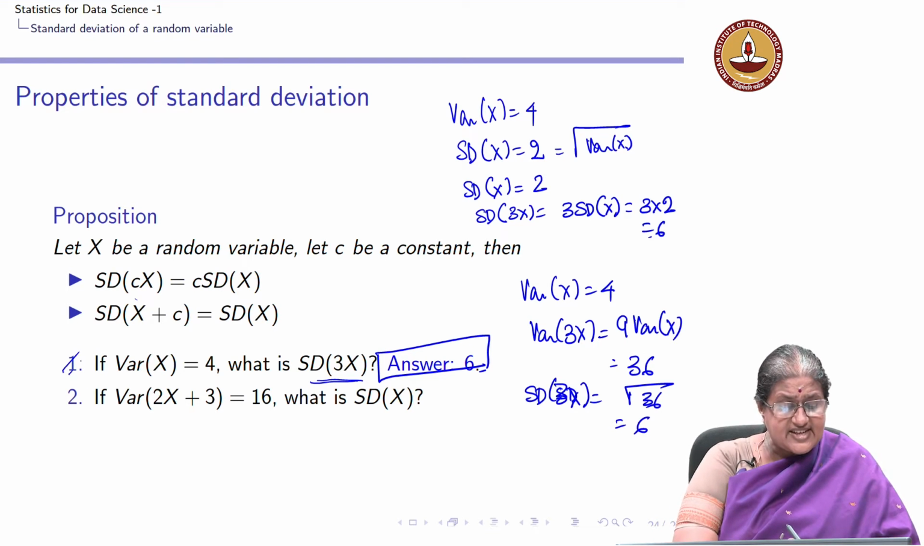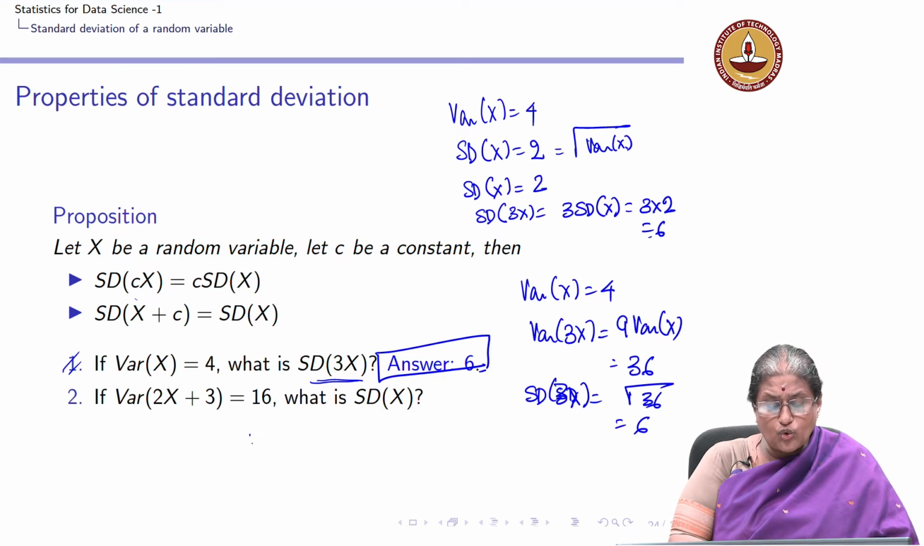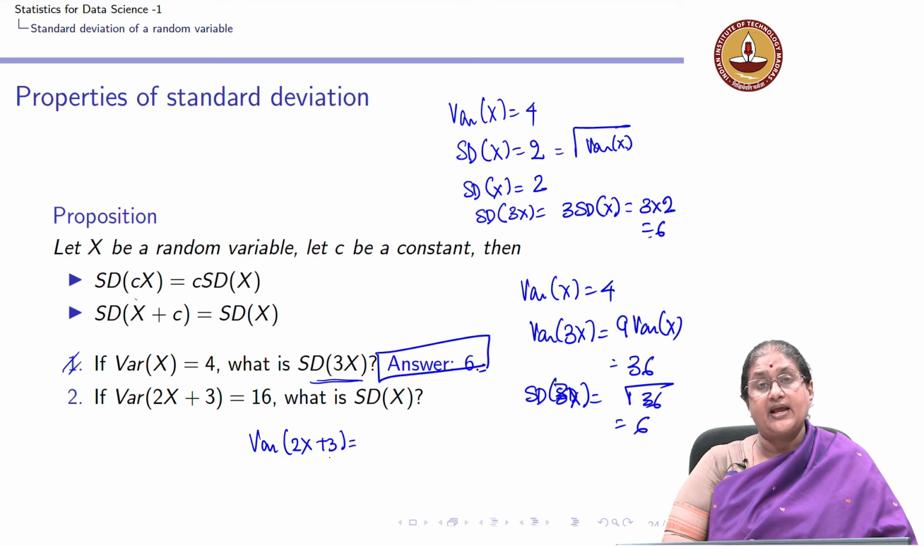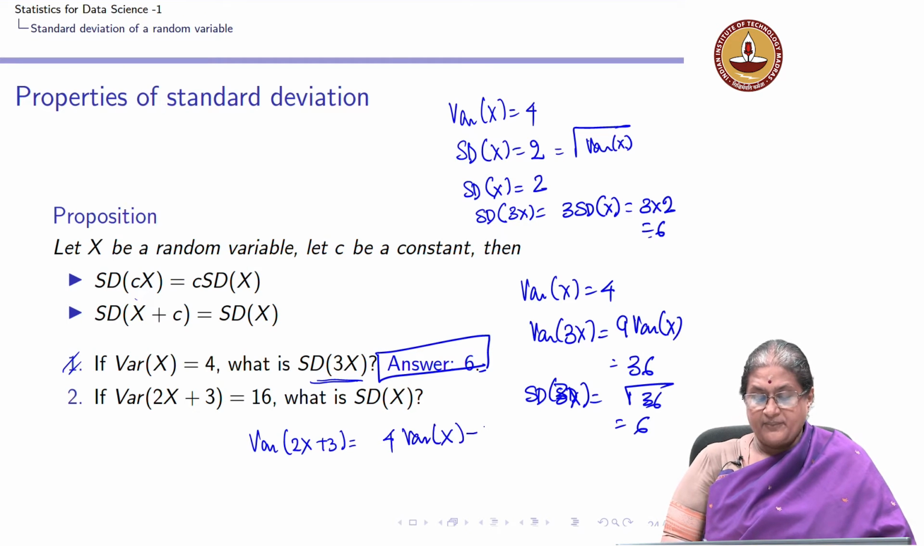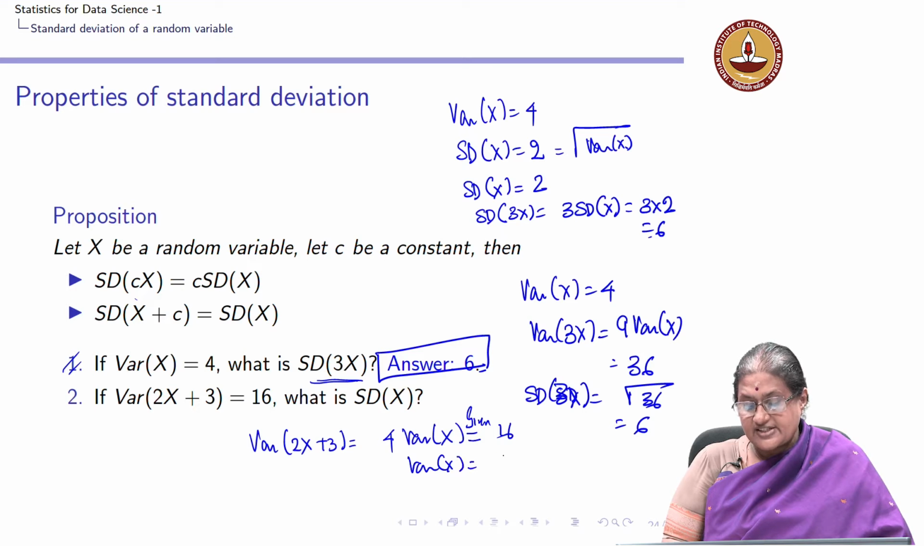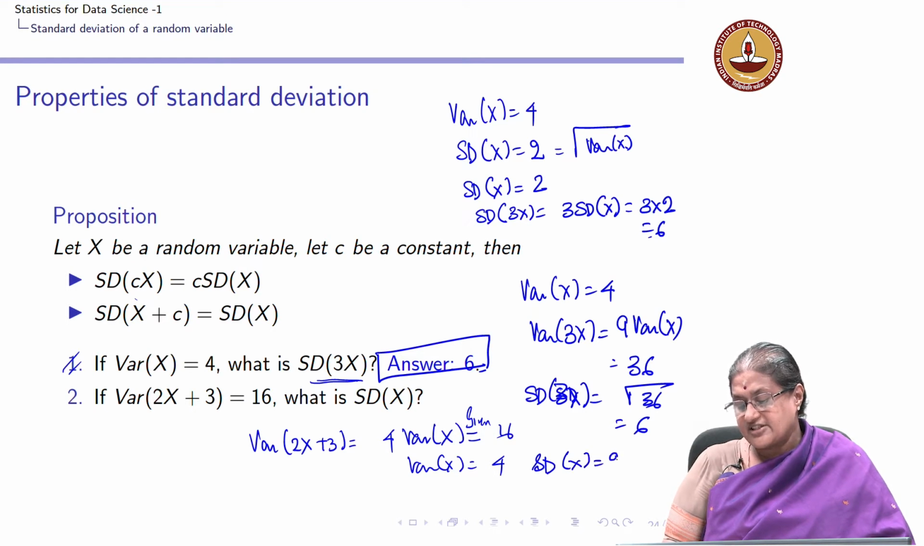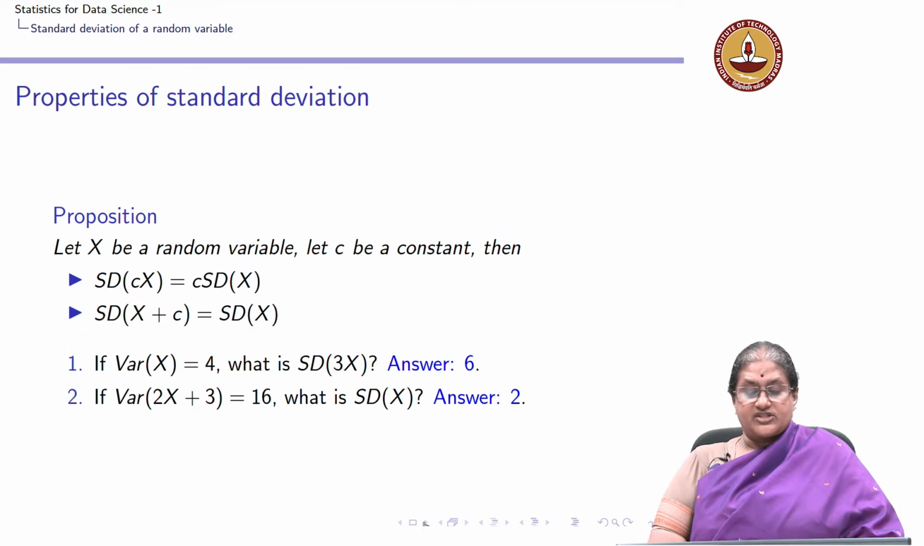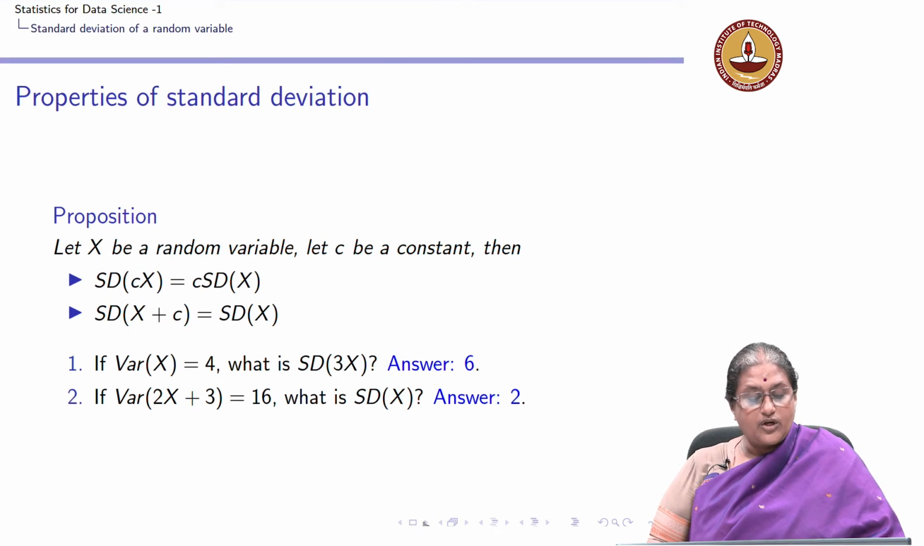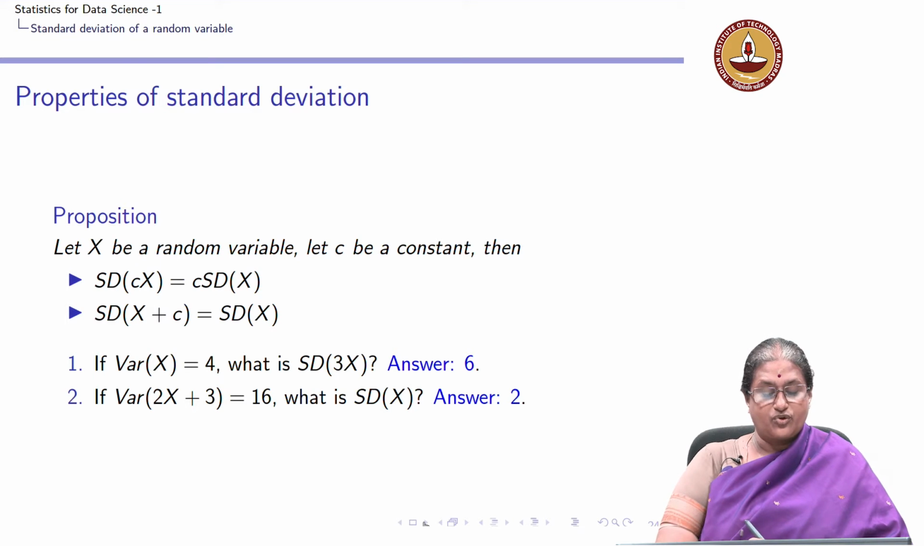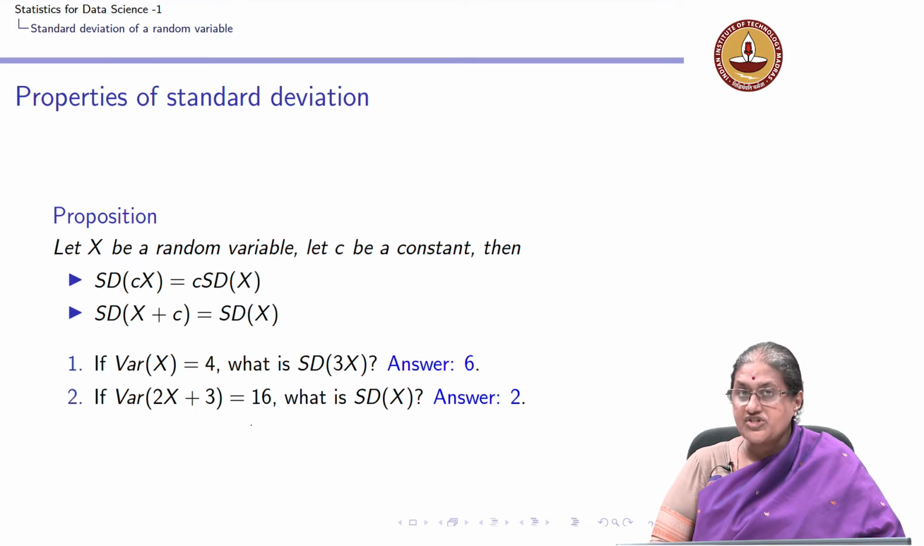Now let's look at the second question. The variance of 2x plus 3. Applying my formula, the variance of 2x plus 3 is 4 times the variance of x. Now this is given to be 16, which gives me that the variance of x is equal to 4. Hence, the standard deviation of x is equal to 2. So the standard deviation of x is equal to 2 if the variance of 2x plus 3 is equal to 16.